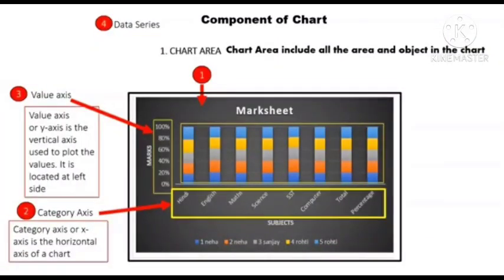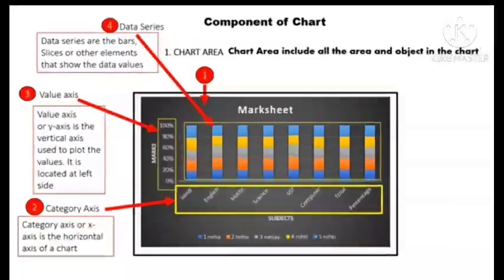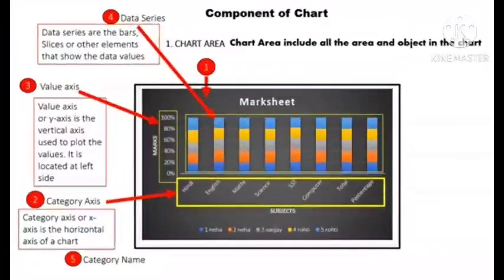Next we have the data series. The fourth one is the data series. You can see up over here in the chart, children, the data series. Now you can see the arrow that shows the data series. The graph that we have drawn is the data series. They are the bars, slices or elements that show the data values. So you have it marked over here.